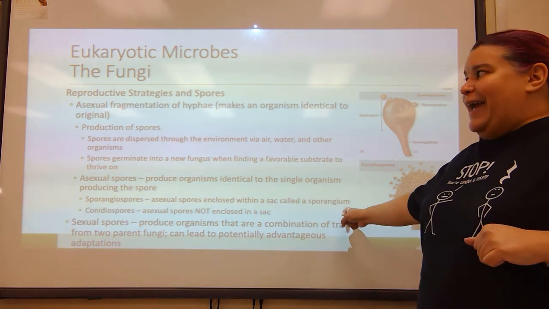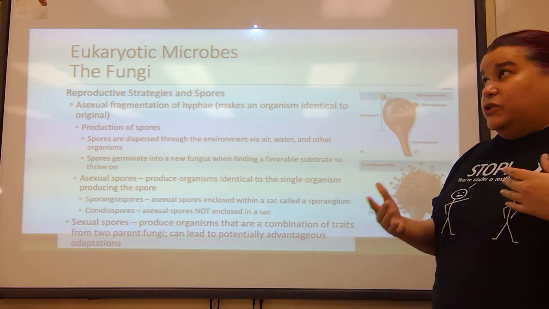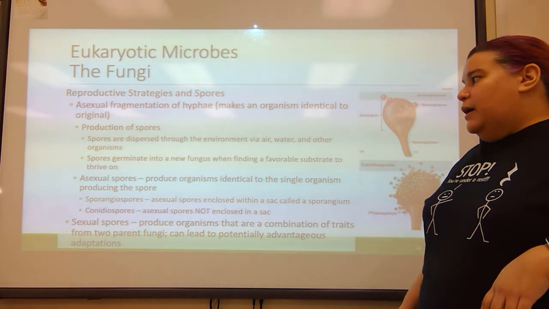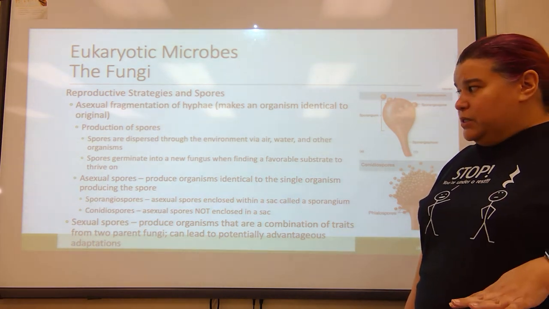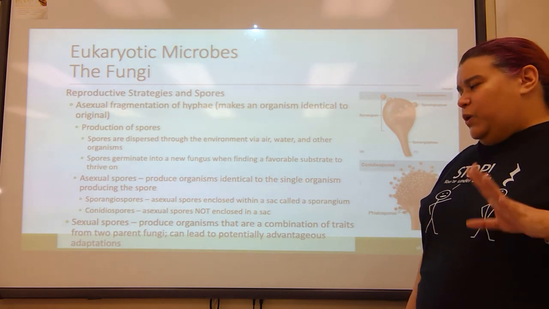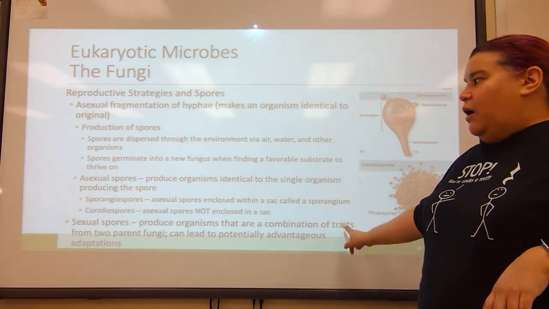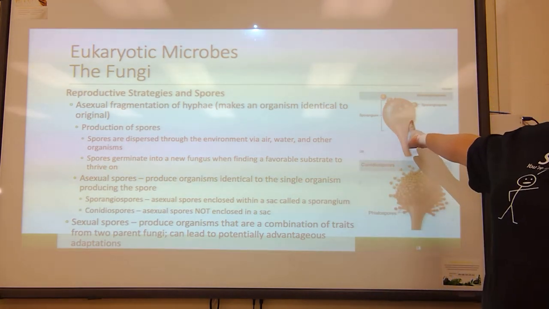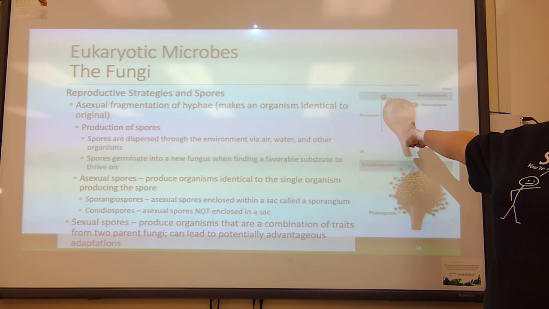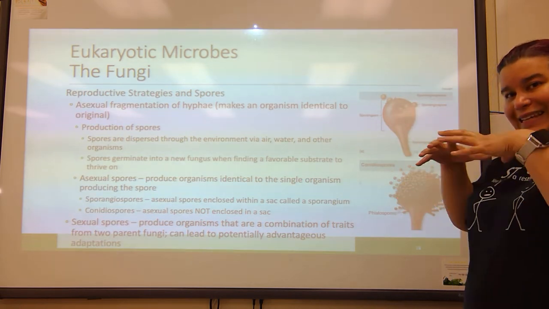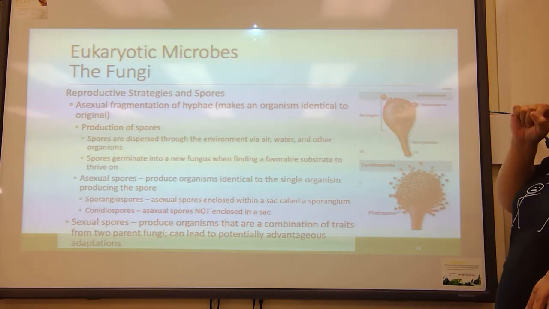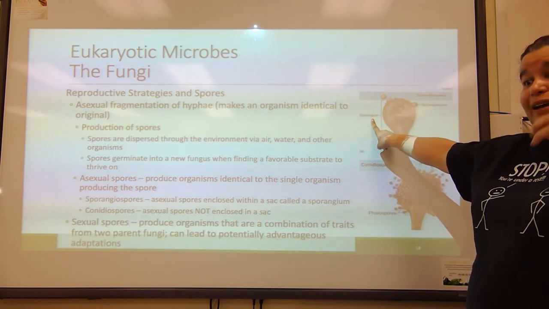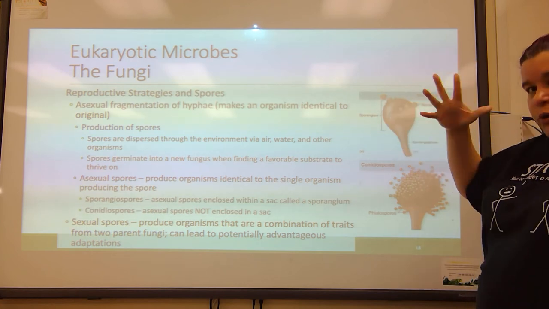Okay. Asexual spores. They also produce organisms identical to the single organism producing the spores. We've got sporangiospores and conidiospores. Sporangiospores are asexual spores that are normally enclosed in a sac, which you can see here. They're actually inside, okay? And this structure is called a sporangium. You actually have to break the sporangium to allow the spores to get free.